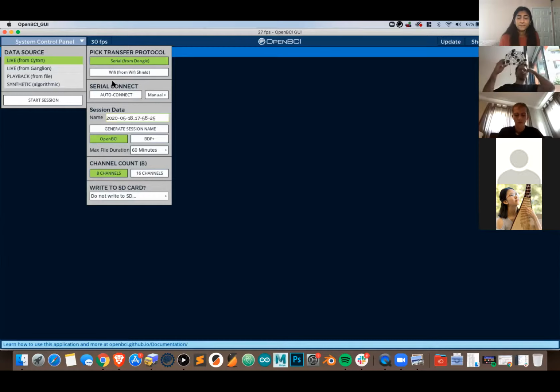All right, so this here is the Ultra Cortex. The Ultra Cortex is a 3D printed EEG headset that can measure, if you're using one of the OpenBCI boards or amplifiers, up to 16 channels of electrical data from the scalp.